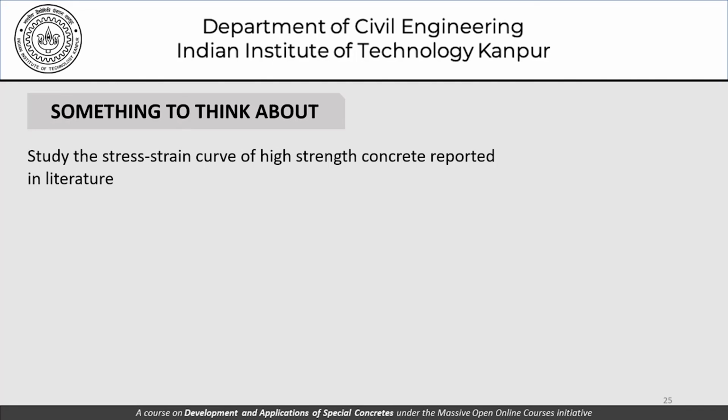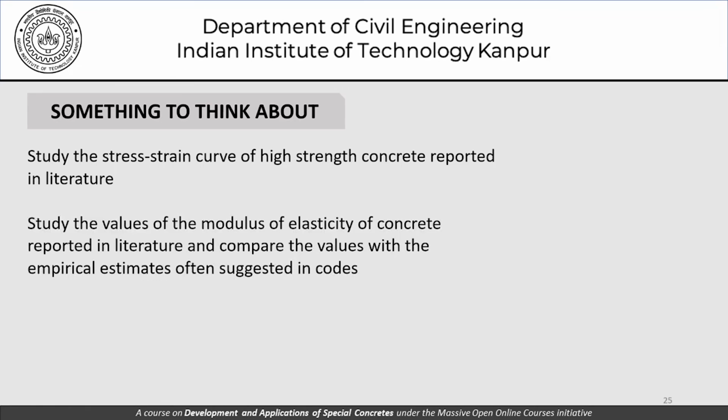Study the stress strain curve of high strength concrete reported in literature. Try to compare it with the stress strain curve of normal concretes, and you can compare it again with the idealized stress strain curves of concrete which are given in the codes. Study the values of the modulus of elasticity of concrete reported in literature and compare these values with the empirical estimates often suggested in codes.